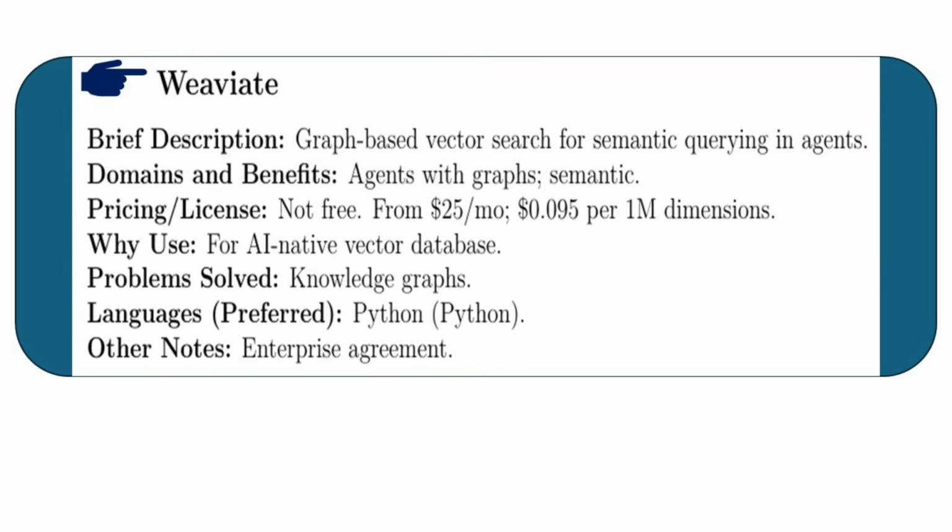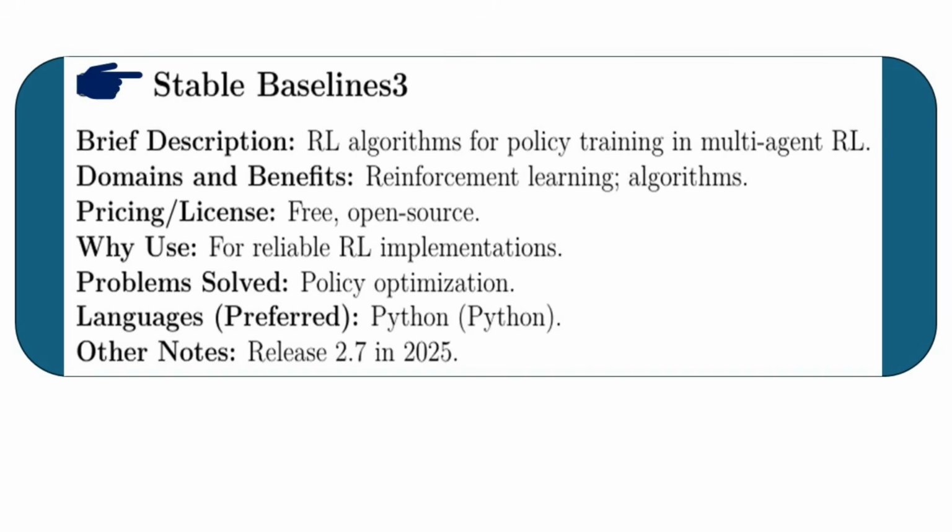Weaviate, graph-based vector search for semantic querying in agents. Agents and graphs domain area has a benefit of semantic search using Weaviate. It's not free, from $25 per month, $0.095 per 1 million dimensions. It is for the AI native vector database, resolves knowledge graphs issues. Language is Python preferred, and it has an enterprise agreement. Stable Baselines 3, RL algorithms for policy training in multi-agent RL.